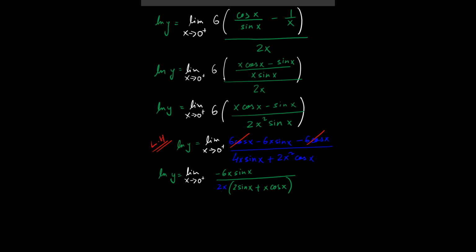And it looks like we can also simplify things. So 2 goes into 6 3 times. So let's see what we can do now. We happen to have natural log of y equals the limit as x approaches 0 from the right of negative 3 sine of x all over 2 sine of x plus x cosine of x.